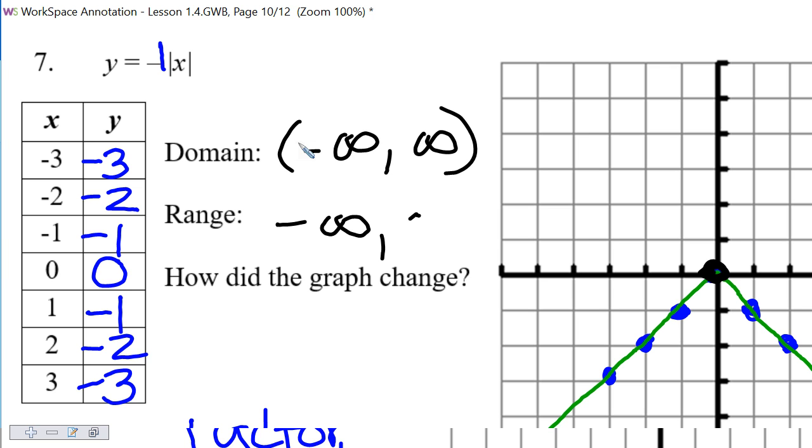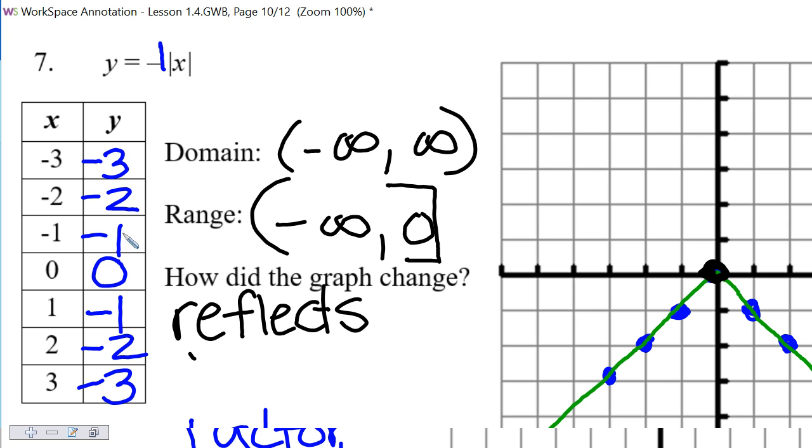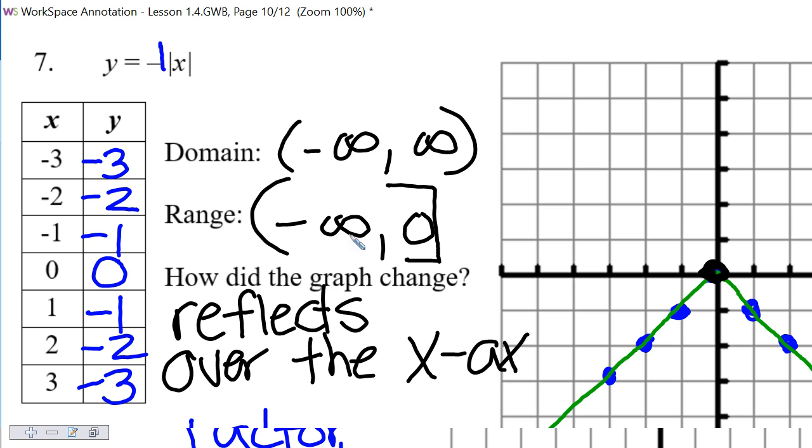Can I touch negative infinity? No, so it gets a parenthesis. Do I have a point at 0? Yes. So 0 gets a square bracket. Now to describe the change, how does this one look different from the parent function? Flipped over the x. It reflected over the x-axis. If you said flip, that's fine. But the mathematical term is that it reflects over the x-axis.